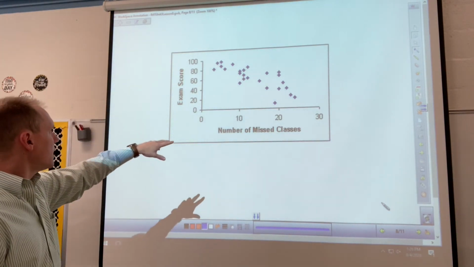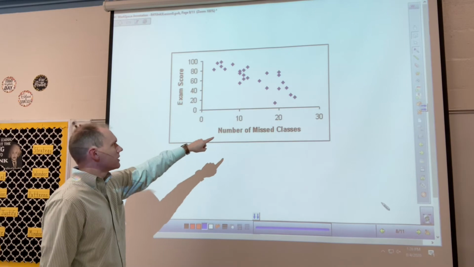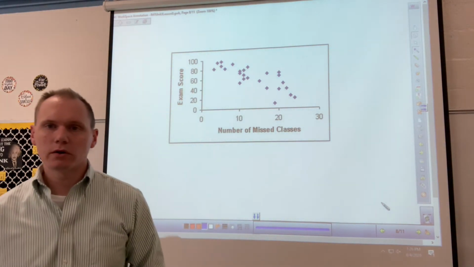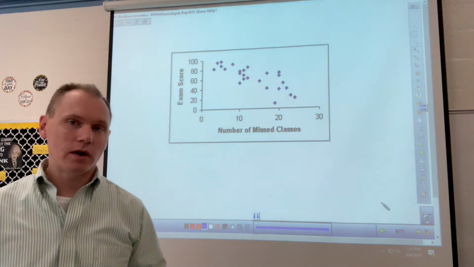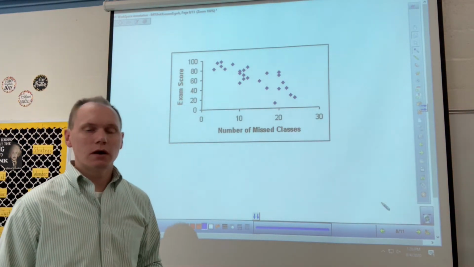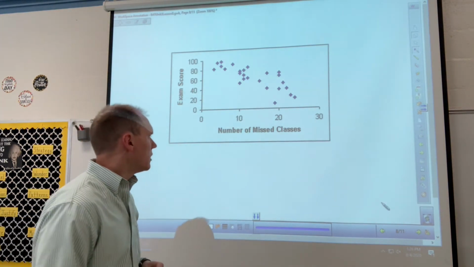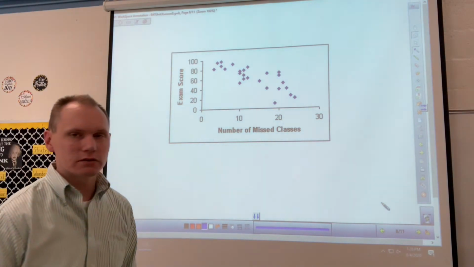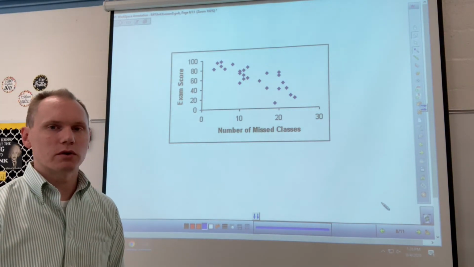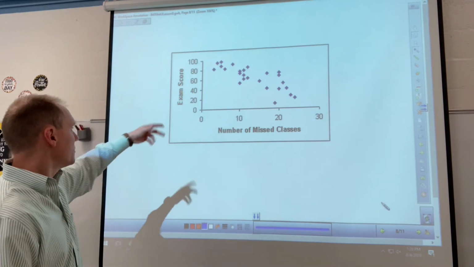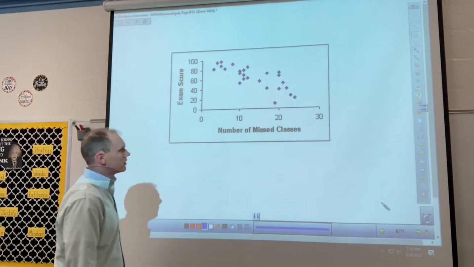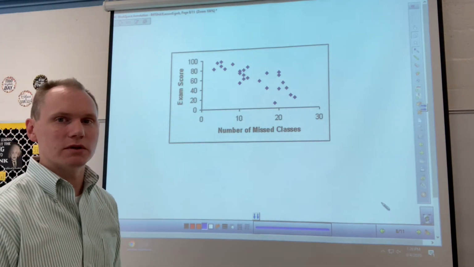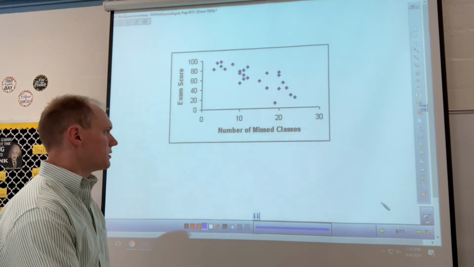Does the number of missed classes cause the exam score to go down? You could probably argue one way or the other. Have we eliminated all other variables? We haven't, right? So there could be other things going on there. We can't say that missing classes causes the exam score to go down, but you might consider that and think about what the other variables involved are, and see if we can eliminate those and narrow that down to just the missed classes that are causing those. Obviously, it has something to do with it, right?